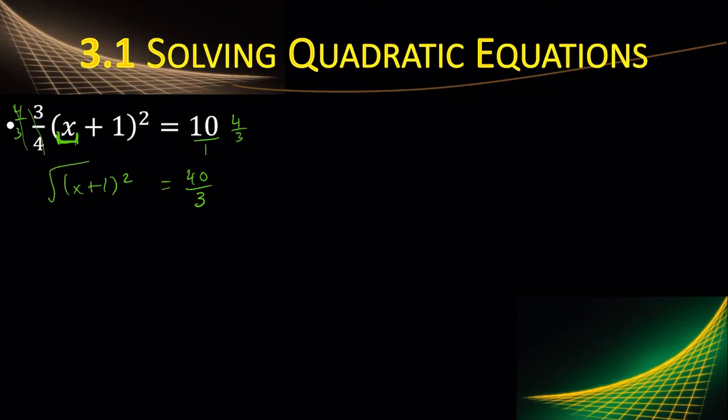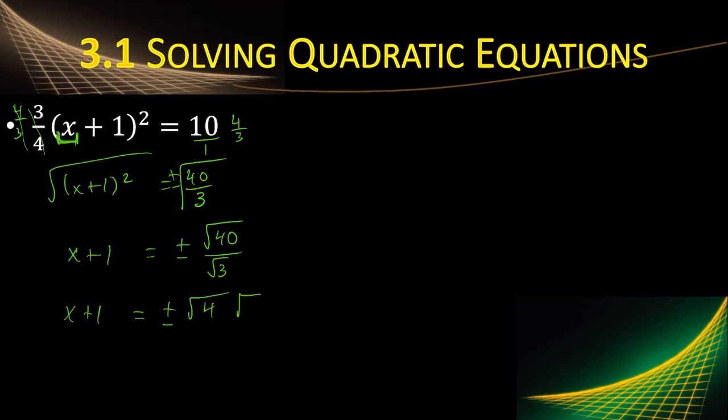And then we're going to square root. Don't forget the plus and minus. All right, so this will be the same thing as square root of 40 over the square root of 3. 40 is 4 times 10.